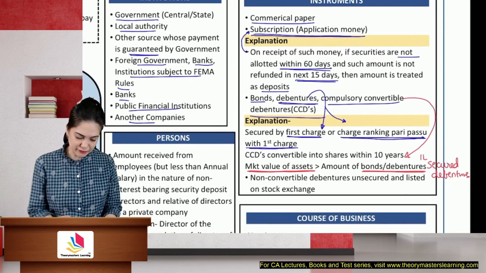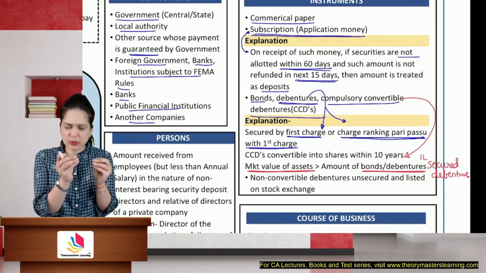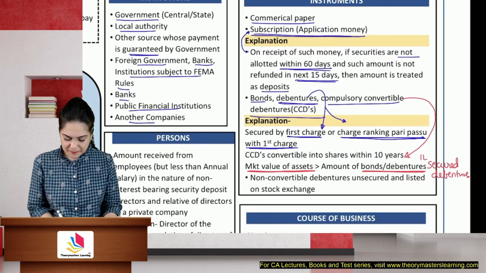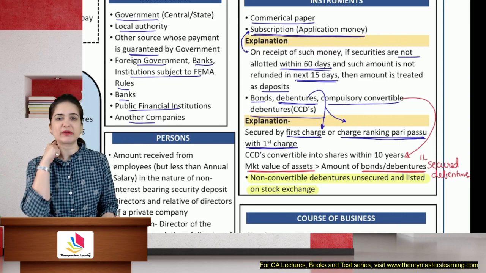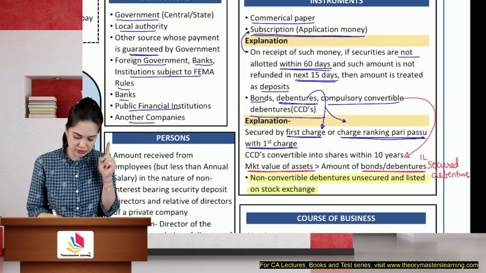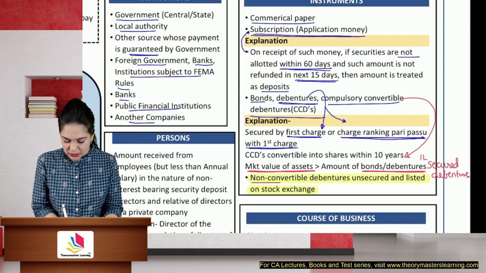Non-convertible, yes, this is important for exam, case-based. A small question was asked in the past. Non-convertible debentures, unsecured and listed on the stock exchange, will not be considered as deposit. So what are the keywords over here, students? They should be non-convertible debentures. So this is the keyword, non-convertible.